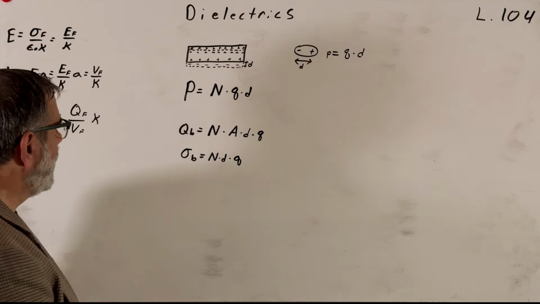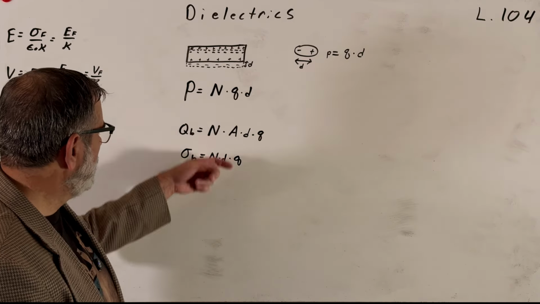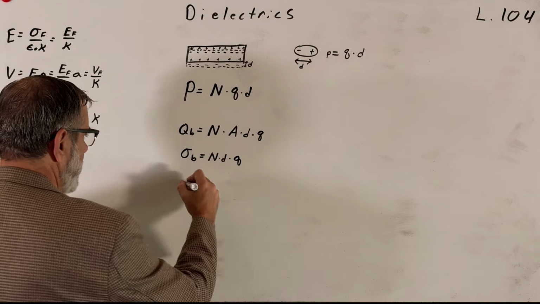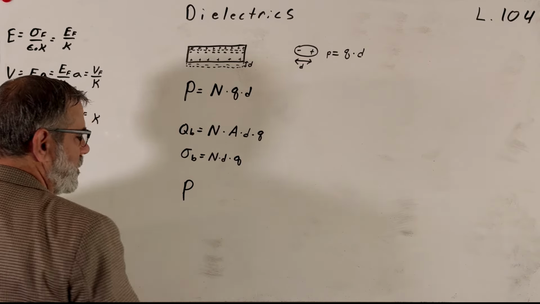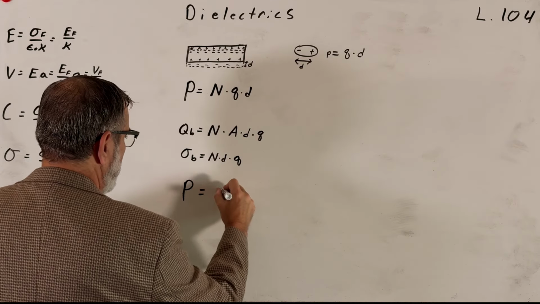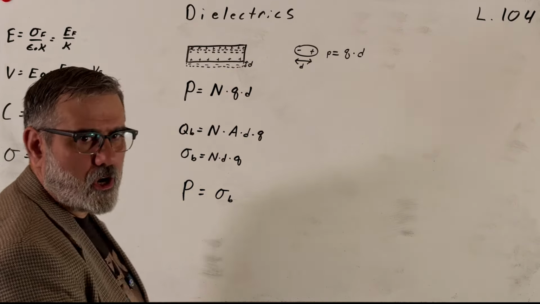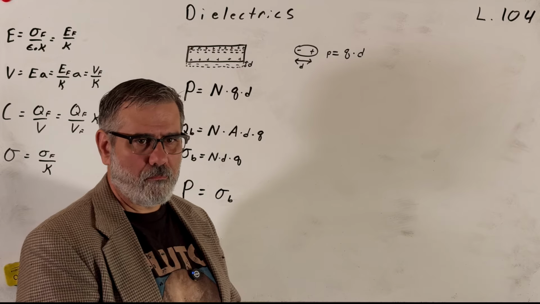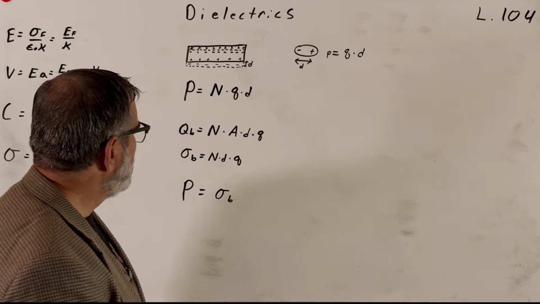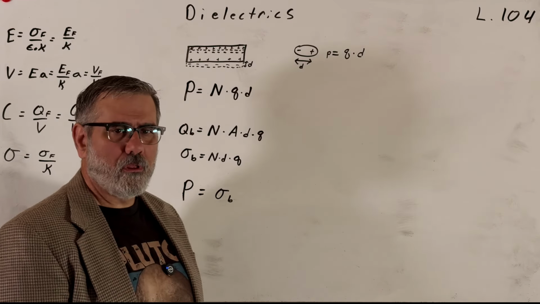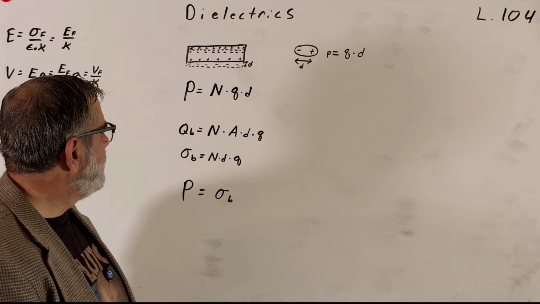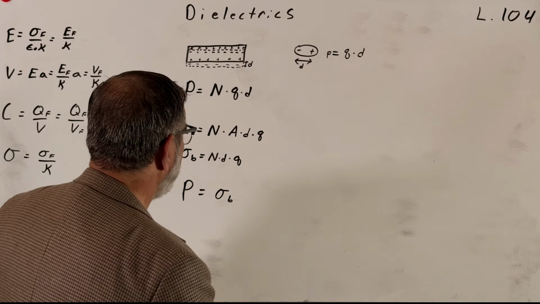Times Q. And if you look at this and you look at this, it's like, well, that's crazy because these are the same thing. So it would seem that the polarization, or the dipole moment per unit volume, is equal to the surface charge density of the bound charges. Okay? I remember being confused about this when I was a student, because it seems kind of weird that these two things are the same thing. But if you look at the units of this, it kind of makes sense.